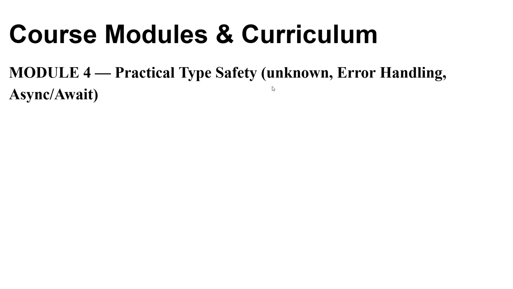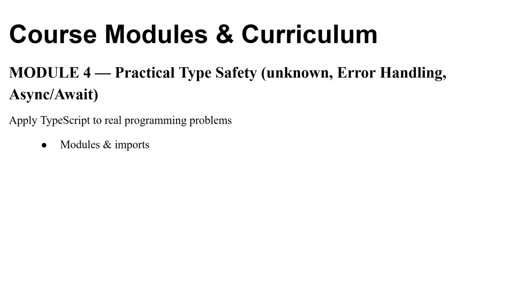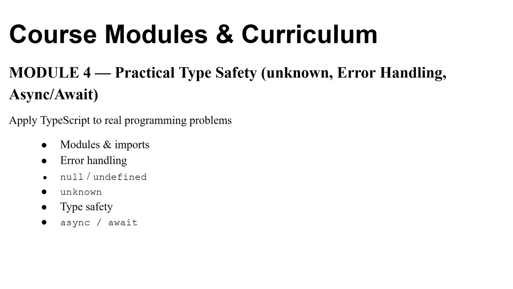Module 4. Practical TypeScript. Unknown, error handling, async, await. In the real world, data is not always neat and clean. In Module 4, we will focus on practical day-to-day type safety. How do you safely handle unknown API responses? Why is unknown so much safer than any? How do you handle null, undefined, and runtime errors gracefully without crashing your app? We will cover asynchronous TypeScript, typing promises and wrapping async-aware blocks with compatible type safety.